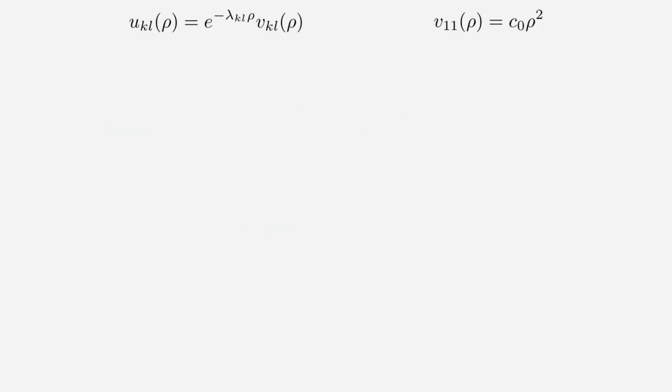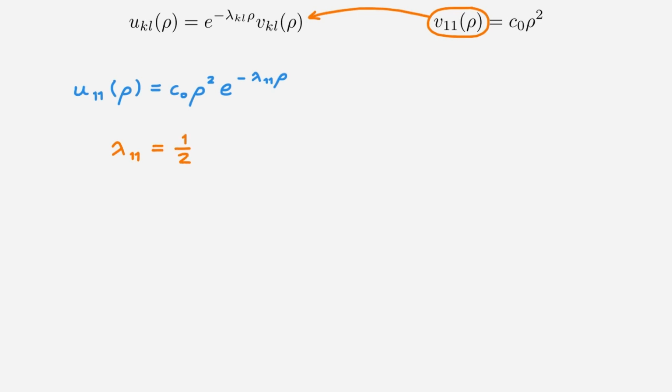The next step is to build U11. So inserting this expression we just got for V into this equation, we get C0 rho squared times this exponential. We are still working with the first excited state, so lambda 11 is the same that we got earlier for lambda 20, which is equal to 1/2. And that implies that u is equal to C0 times rho squared times the exponential of minus rho over 2. And we can now go back from rho to r using this relation, and we can write the u function in terms of r as equal to this.